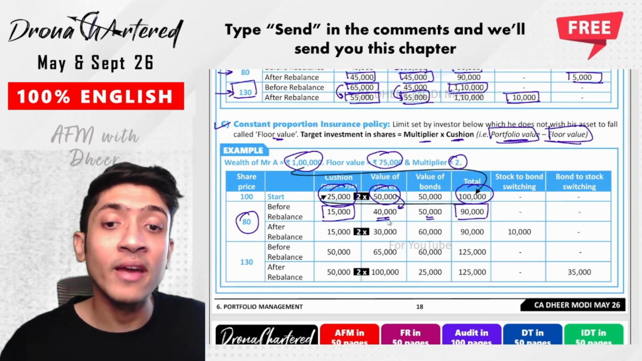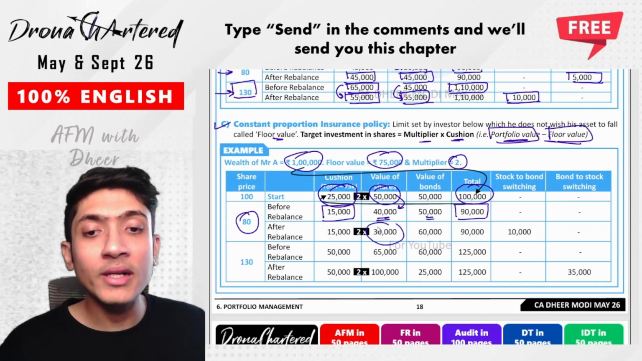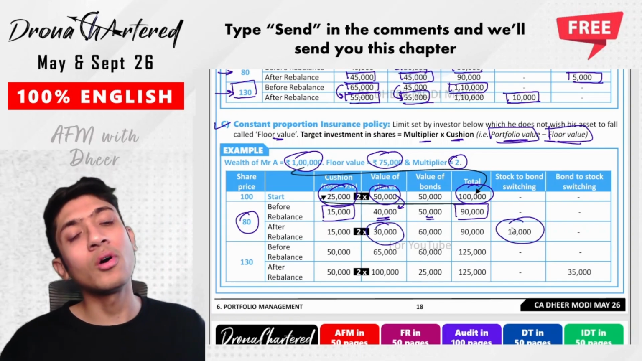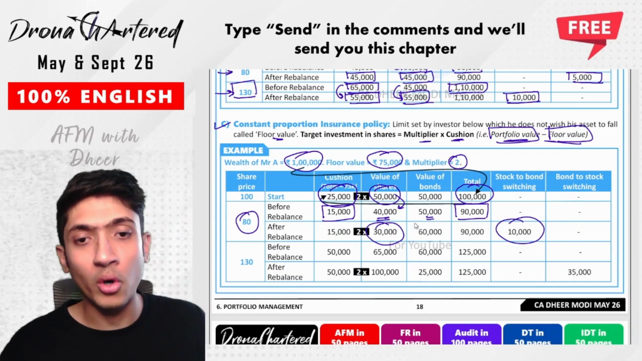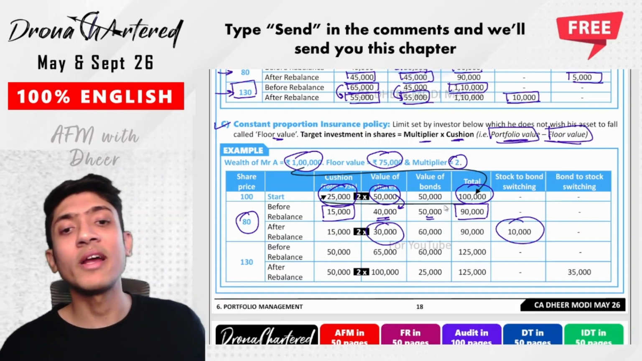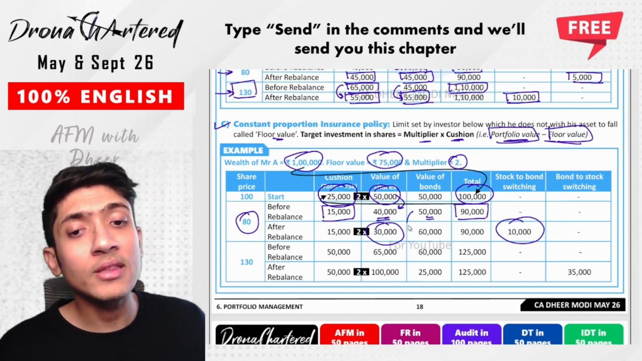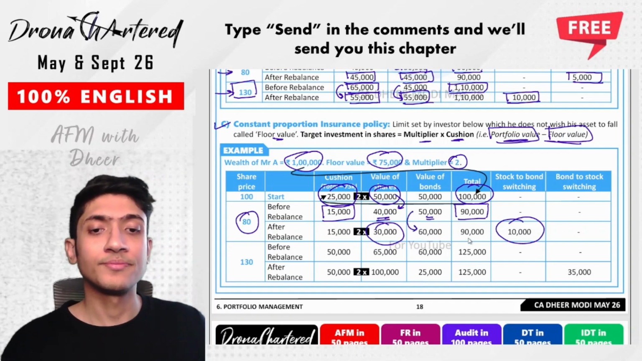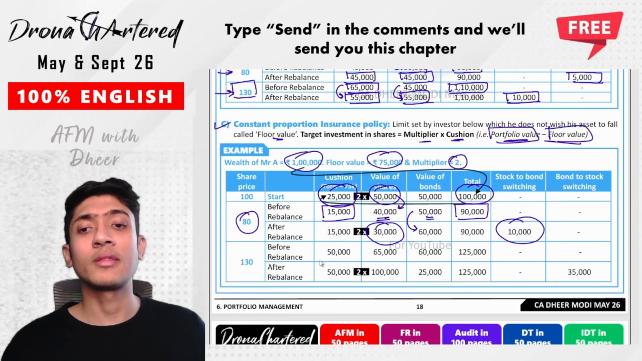But currently, what do I have? I have 40,000. So to come to 30,000, I will be selling 10,000 worth of shares and I will be buying bonds. So therefore, my shares decrease from 40,000 to 30,000 while my bonds increase from 50,000 to 60,000. And therefore everything is the same.